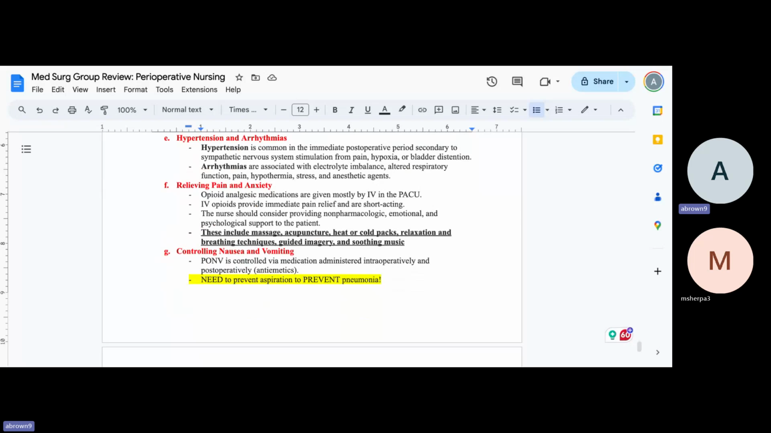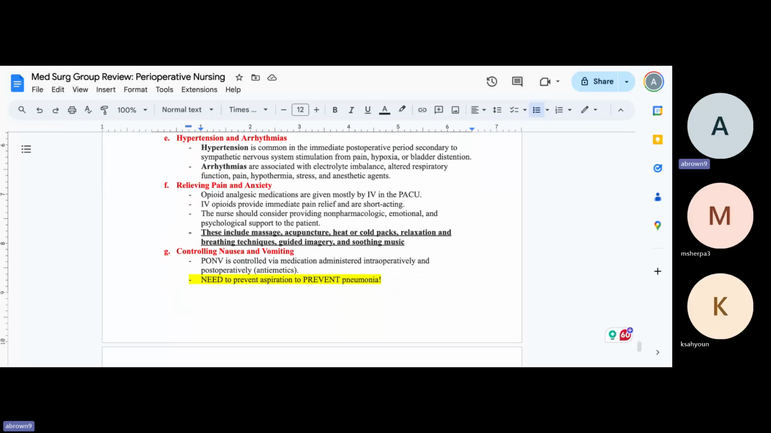Hypertension and arrhythmias. Hypertension is common in the immediate postoperative period, secondary to sympathetic nervous system stimulation from pain, hypoxia, or bladder distension. Arrhythmias are associated with electrolyte imbalances, altered respiratory function, pain, hypothermia, stress, and anesthetic agents.